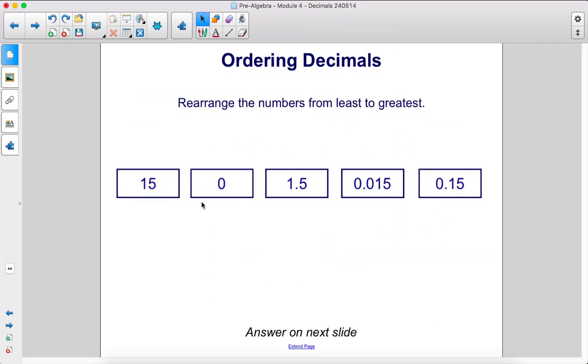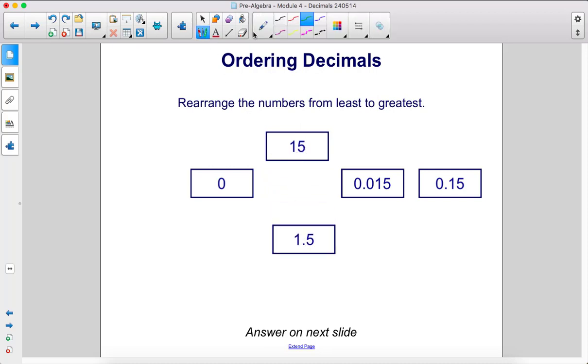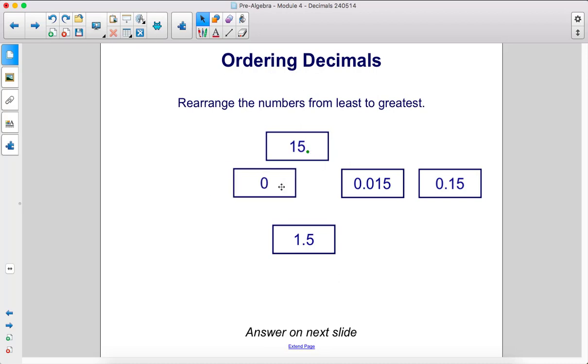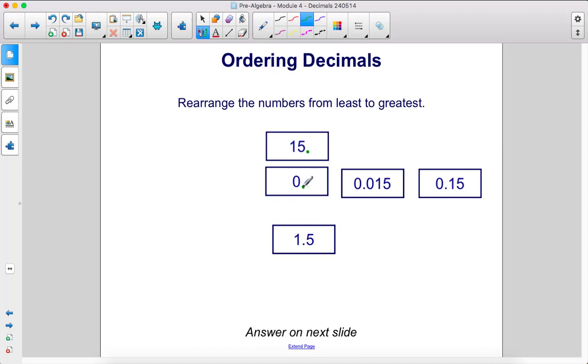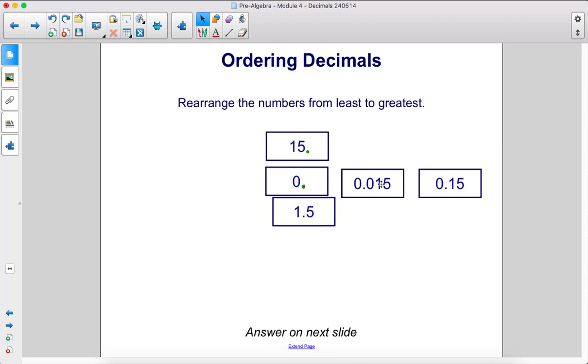Rearrange the numbers from least to greatest. All right, I'm going to line them up by decimal points, and you can see that that one doesn't even have a decimal point. What that means is that there's actually a decimal point right here. So whenever you see a regular number without a decimal point, that just means that there's zeros to the right of the decimal point. So you can just put that decimal point in. Same with this one. So here we also have the decimal point there. So now we have a decimal point we can line up with these other numbers.